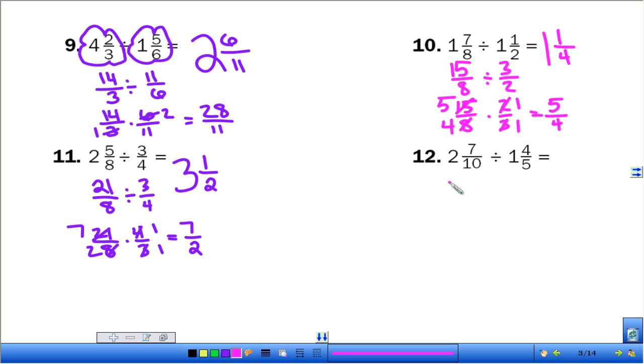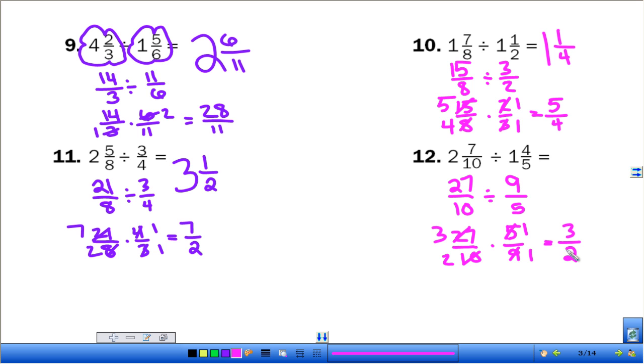And then the last one, we get 27 over 10 divided by 5, so 9 over 5. And then we copy, we dot, we flip, and again we can do both. 5 goes into 5 once, 5 goes into 10 twice, 9 goes into itself once, 9 goes into 27 3 times. So we get 3 over 2. 2 goes into 3 once with 1 left over. Denominator stays the same.